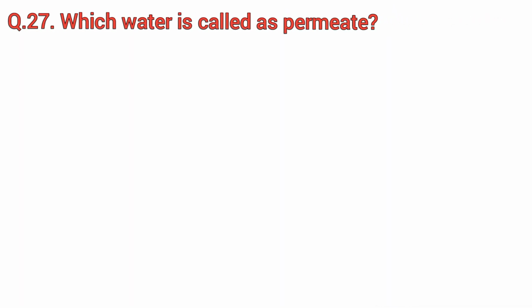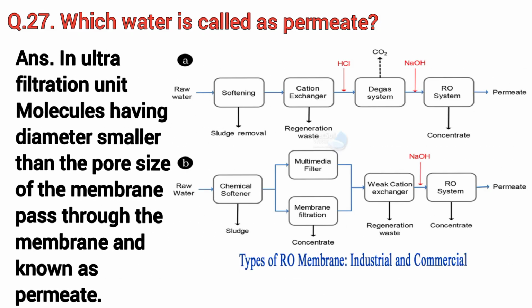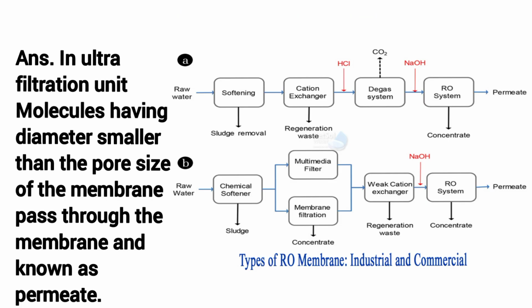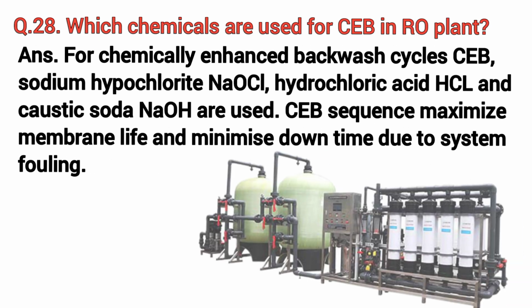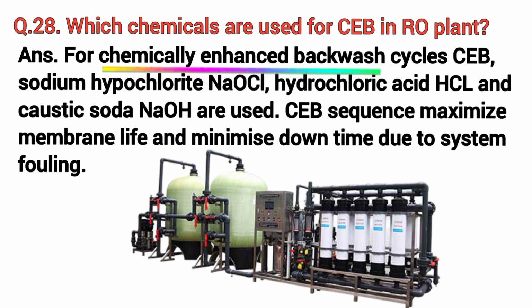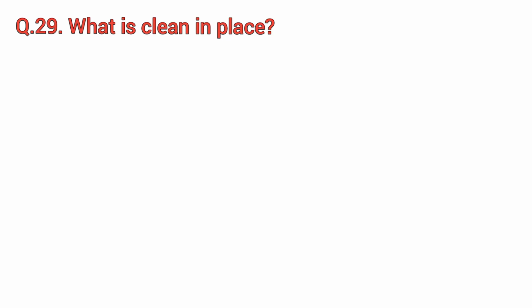Which water is called permeate? In an ultrafiltration unit, molecules having diameter smaller than the pore size of the membrane pass through the membrane and are known as permeate. Which chemicals are used for CEB in our RO plant? For chemically enhanced backwash cycles, CEB, sodium hypochlorite NaOCl, hydrochloric acid HCl and caustic soda NaOH are used. The CEB sequence maximizes membrane life and minimizes downtime due to system fouling. What is clean in place?